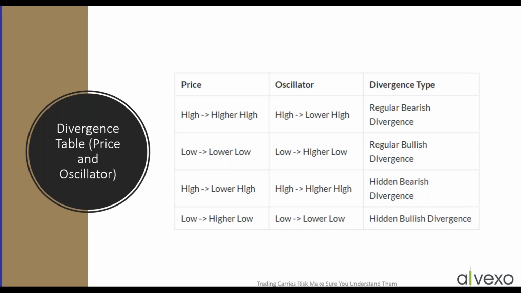So when price is moving from high to higher highs, and the oscillator moves from high to lower highs, this is regular bearish divergence. Or lower lows and lower highs, and then lower lows and then higher lows, is regular bullish divergence.